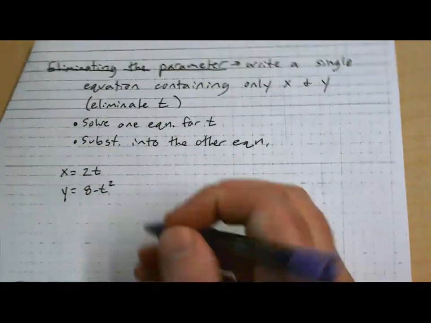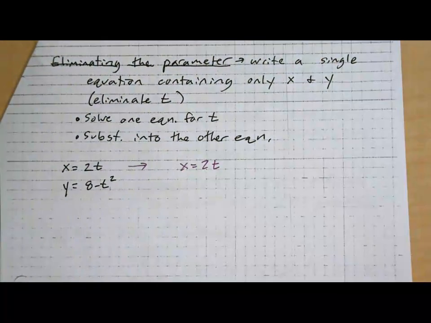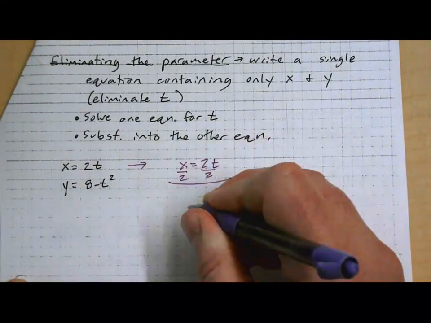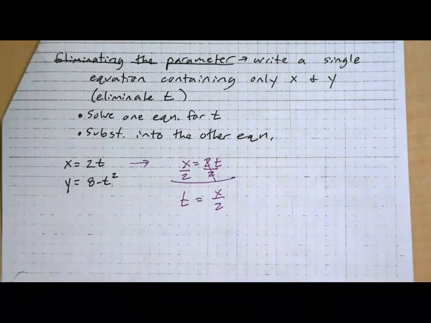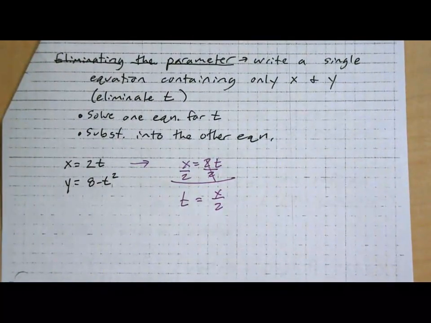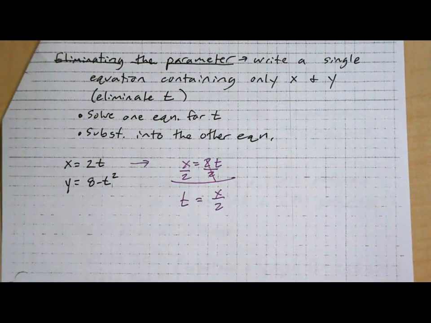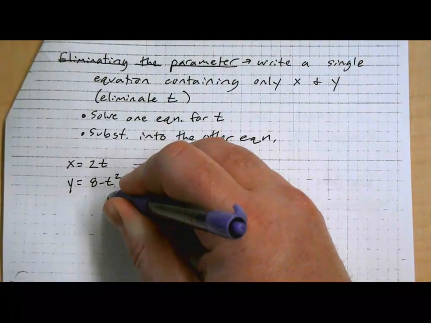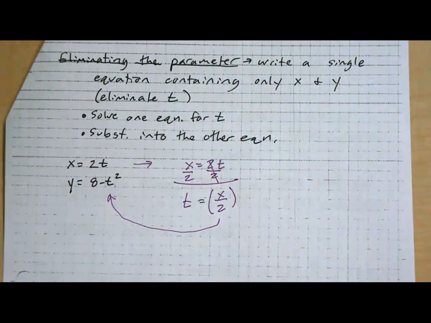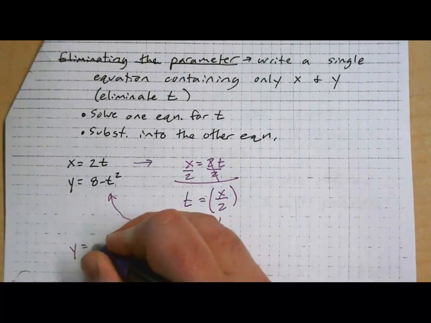So let's take this x equation and isolate the t. We can do that really simply with one step of algebra. And we're going to get t equals x over 2. And what are we going to do with that x over 2? We're going to put it into our other equation in place of the t, and then we will have an equation that no longer has a t, only has x's and y's.